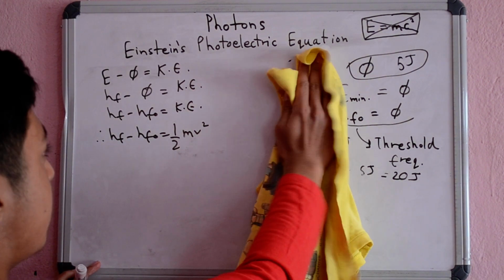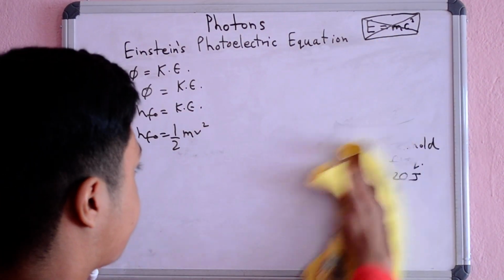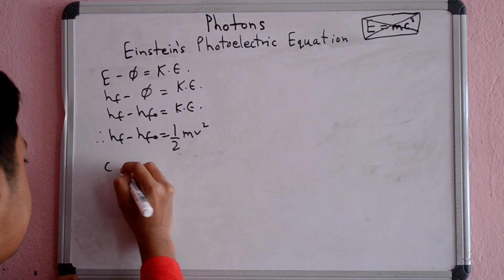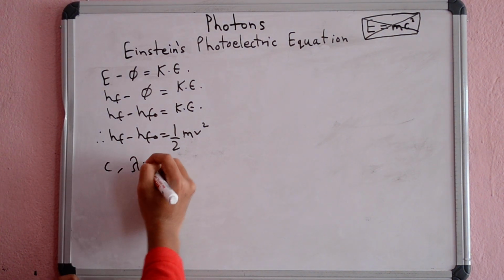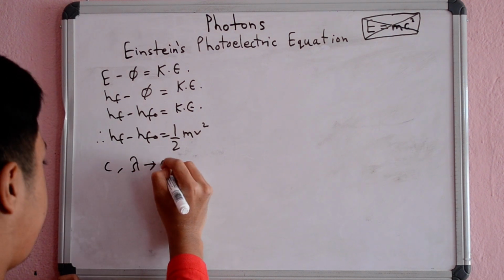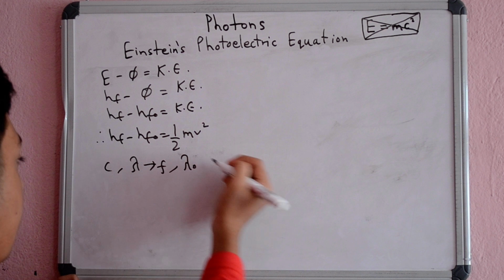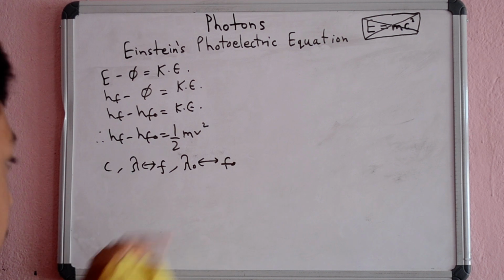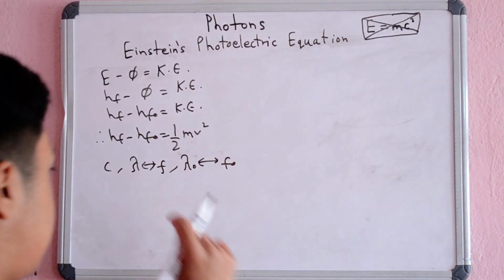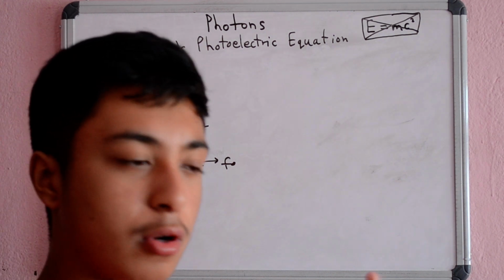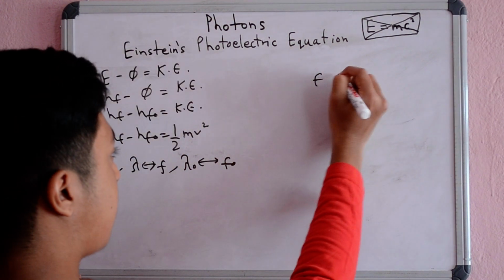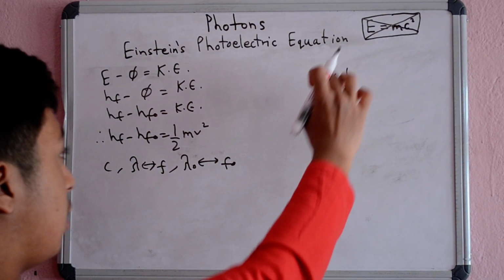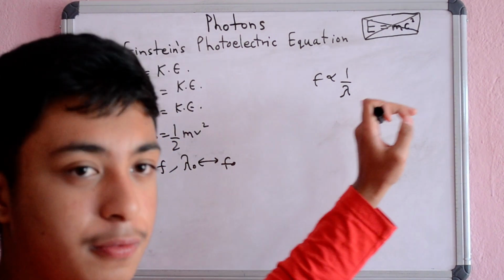but however we can further mathematically derive this in terms of wavelength and speed of light. So here let's say c is the speed of light and lambda is the wavelength associated with frequency, and lambda naught is the threshold wavelength associated with the threshold frequency. Now please don't get confused by saying this is the minimum amount of wavelength, because here frequency is inversely proportional to wavelength. That means the less frequency we have, the more wavelength we have.